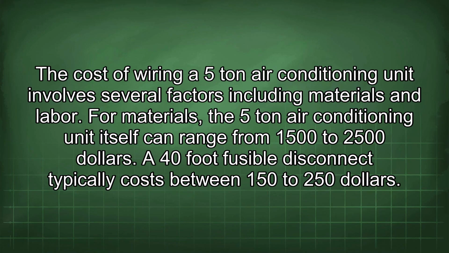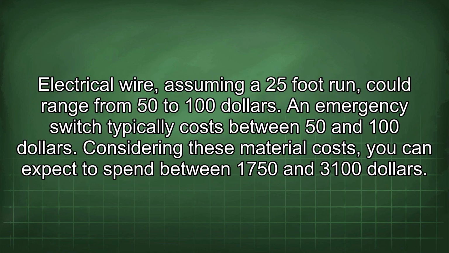The cost of wiring a 5-ton air conditioning unit involves several factors including materials and labor. For materials, the 5-ton air conditioning unit itself can range from $1,500 to $2,500. A 40-foot fusible disconnect typically costs between $150 to $250. Electrical wire, assuming a 25-foot run, could range from $50 to $100. An emergency switch typically costs between $50 and $100.